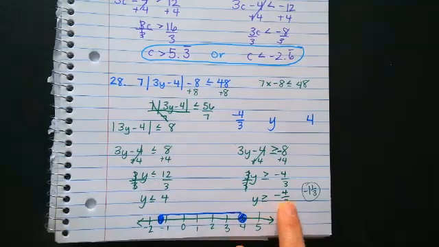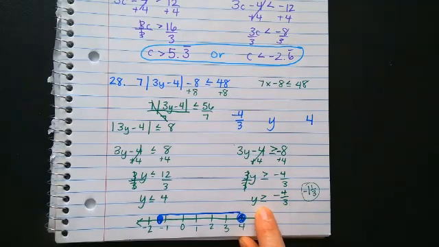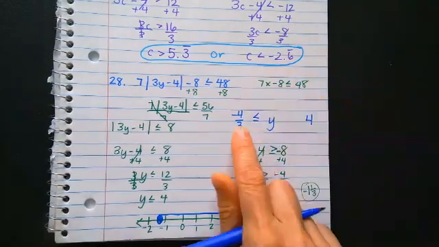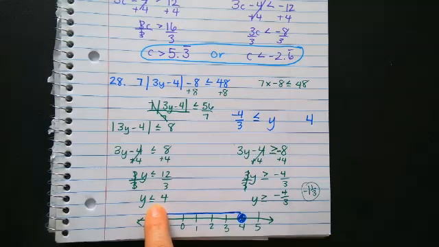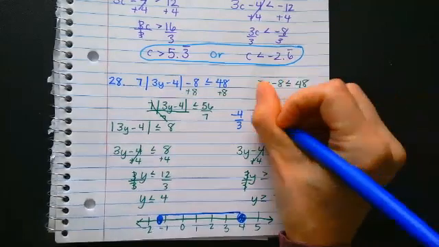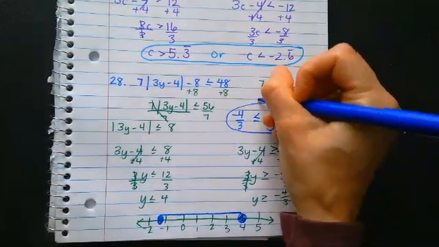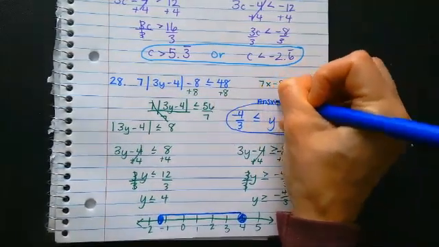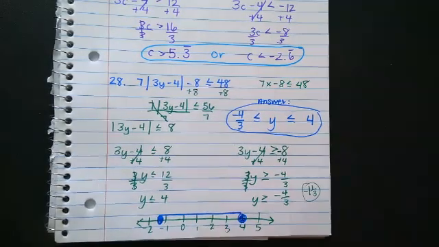And now we look. For the negative 4/3 inequality, the alligator eats the y. So we're going to make the alligator eat the y here. For the 4 inequality, the alligator's eating the 4. Make the alligator eat the 4. This is the answer. That is the compound inequality you would be looking for. And this is the graph.